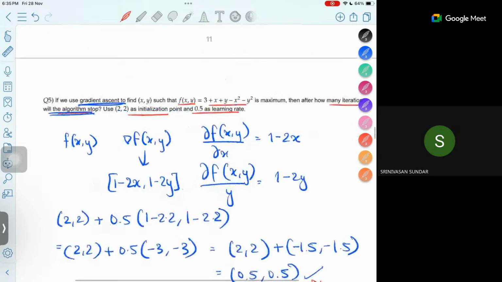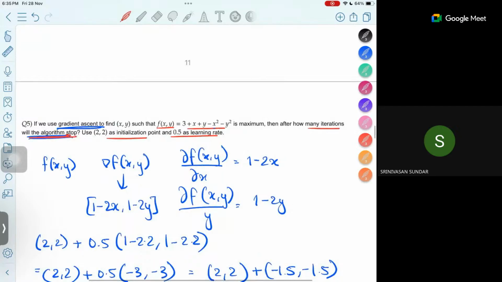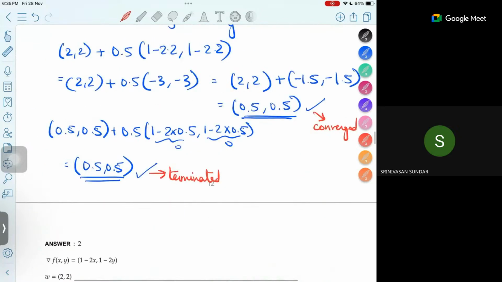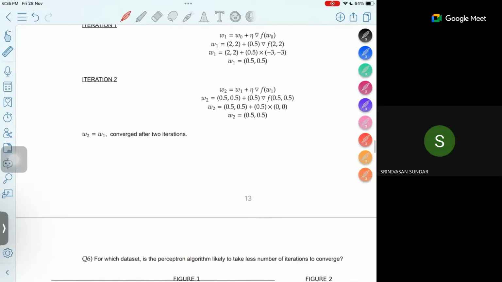Okay, and what are they asking? They are asking when will the algorithm stop, which means they are asking for the termination condition. After 2 iterations the algorithm has terminated. So we should say terminated after 2 iterations.